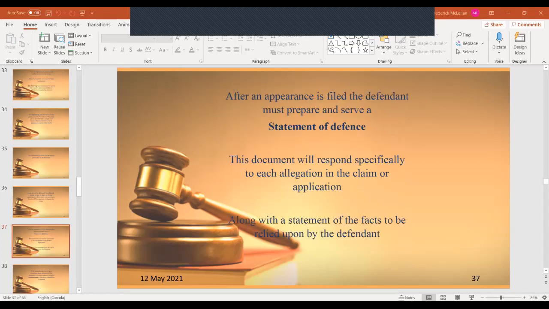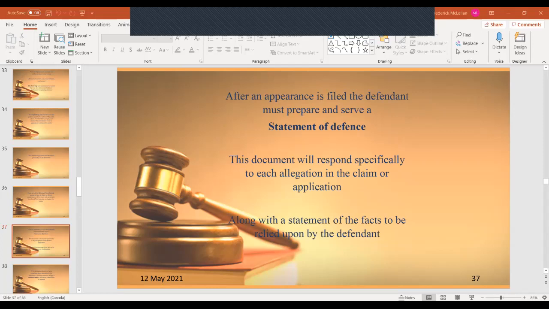Okay, so after the defendant basically has said, I'm going to defend this, then what they have to do is prepare what's called a statement of defense. So the statement of defense is a mirror image of the statement of claim. What it does is specifically respond to each allegation in the claim. So the statement of claim is going to say, you did this wrong for these reasons. This is why I'm suing you for this amount of money.